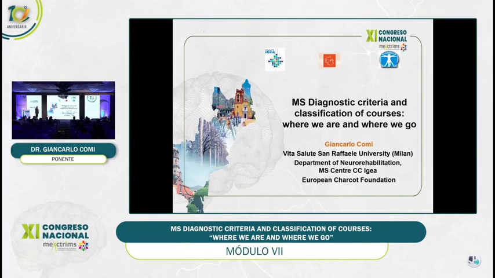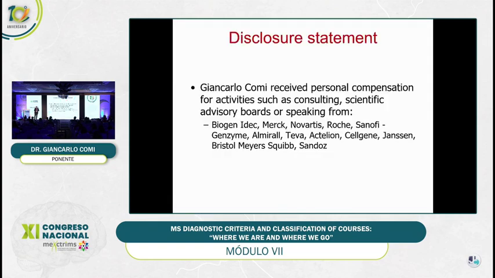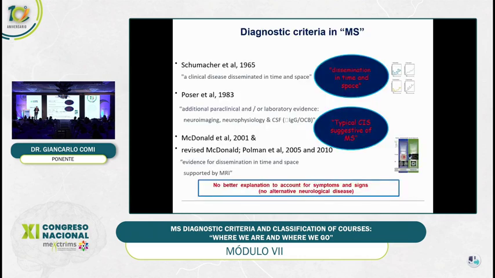I talked about this in my previous lecture on course classification. In this talk, I will now focus on diagnostic criteria, which are actually one of the most important points we need to see. Today, I'm going to talk about history and diagnostic criteria. What is the historical evolution of diagnostic criteria?